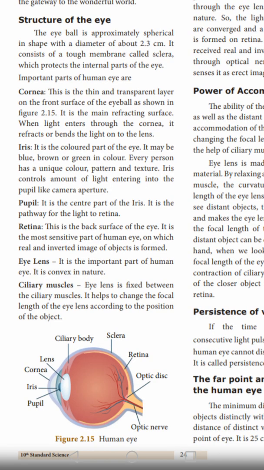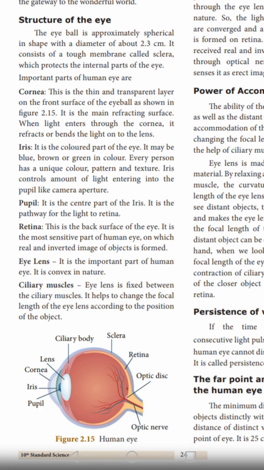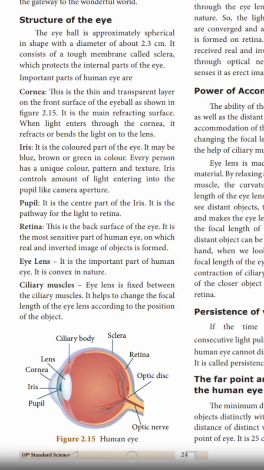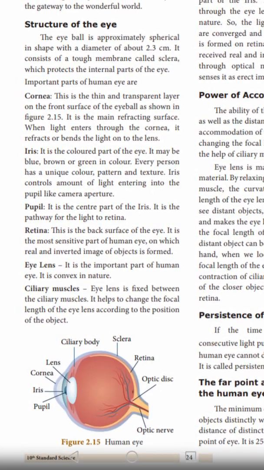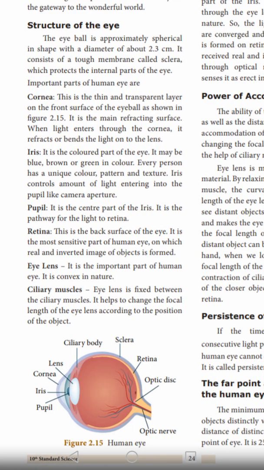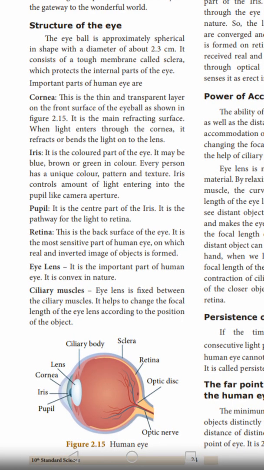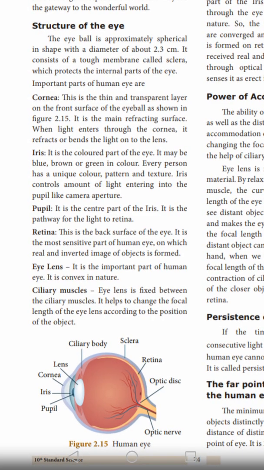Next one is the iris. It is the colored part of the eye. It may be blue, brown or green in color. Every person has a unique color, texture and pattern. The iris controls the amount of light entering the pupil, like a camera aperture.